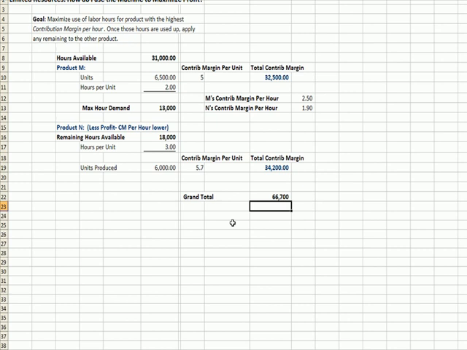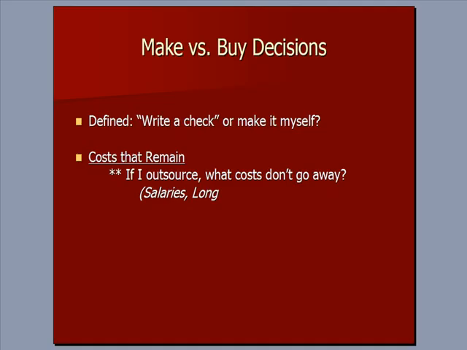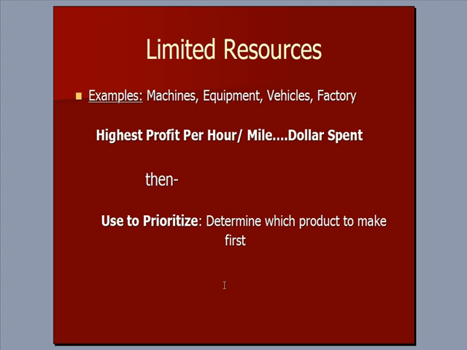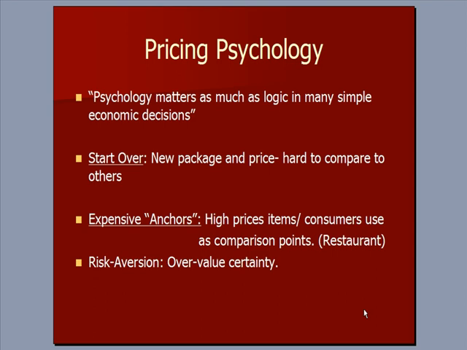So we found out the way to maximize profit was to figure out which machine was more profitable. Here is our slide that shows the limited resources. Machines, equipment, vehicles, factories all have a limited amount that you can use them. We figure the highest profit per hour or mile, and then we use that to prioritize which thing we do first. That's the end of Management 17.